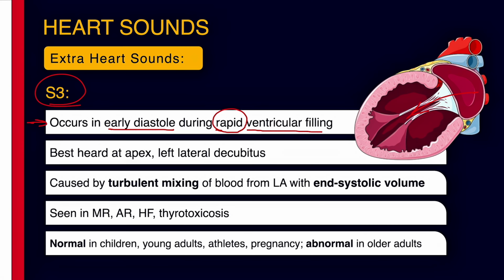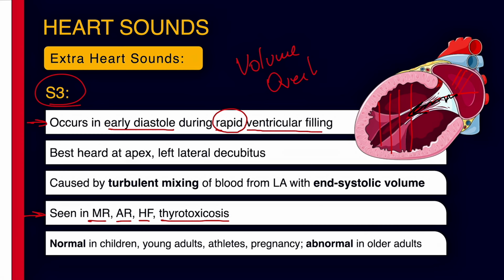Now imagine this. If the ventricle is dilated or already full, that incoming blood hits it hard, and the turbulence produces this S3 sound. It's a low-pitched sound, best heard at the apex, with the patient in left lateral decubitus position. Think about conditions where the ventricle is stretched, is full, like mitral regurgitation, aortic regurgitation, heart failure, high output states like thyrotoxicosis, for example. So S3 is a marker of volume overload, usually for an eccentrically hypertrophied heart or failing heart.